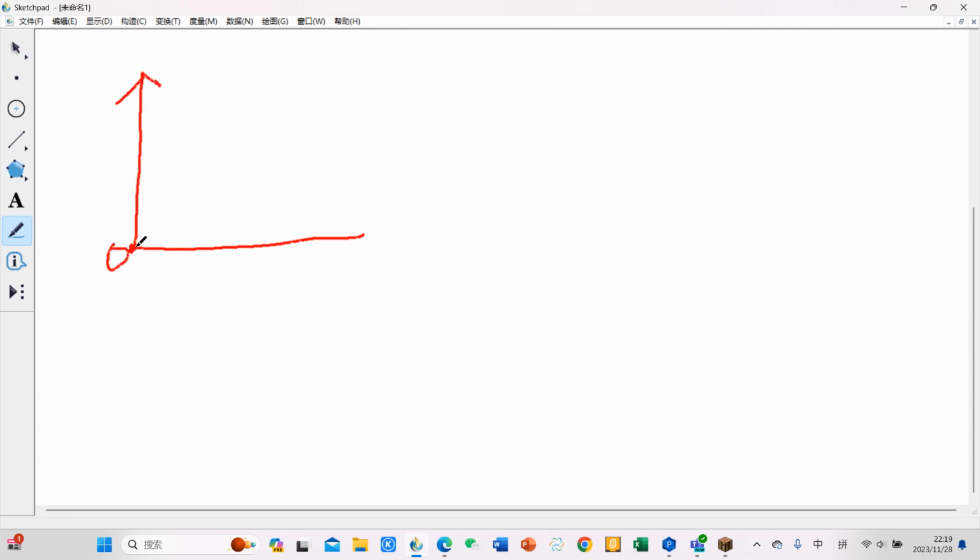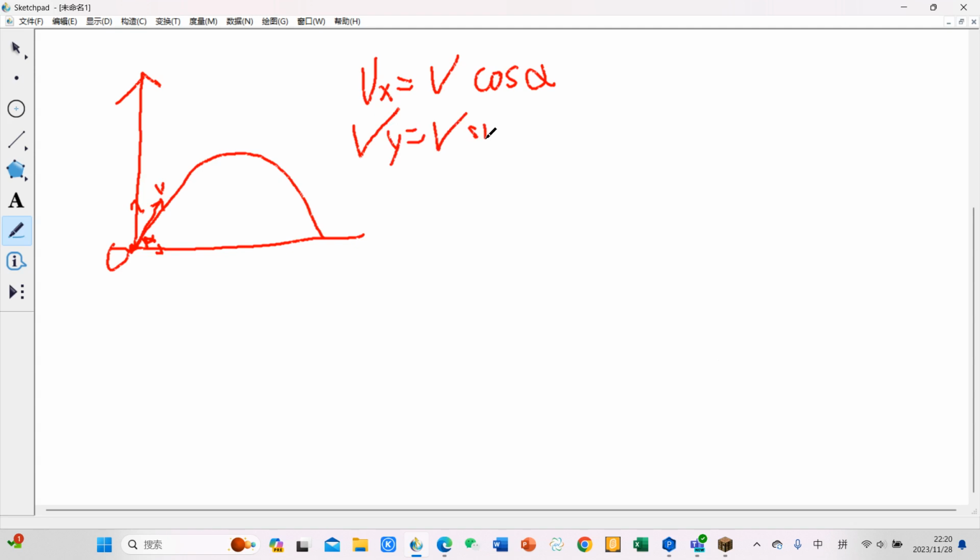So, origin O and throw at a constant speed. If I throw from this direction and it forms an angle alpha, and the speed is just V, we consider V as a constant. So there's going to be a parabola here, right? And there's a vertical speed and a horizontal speed, so Vx and Vy, right?